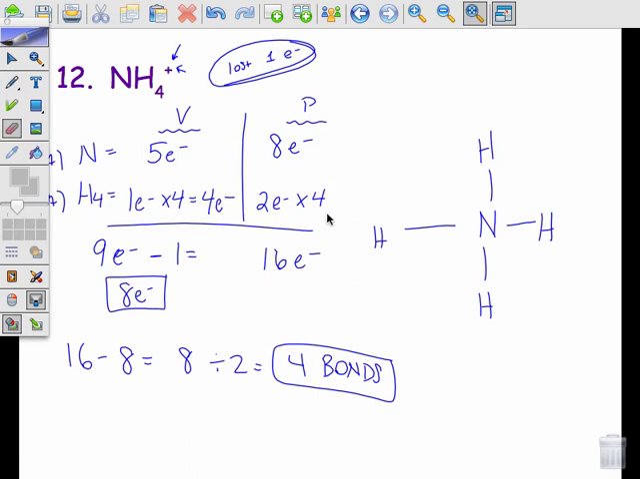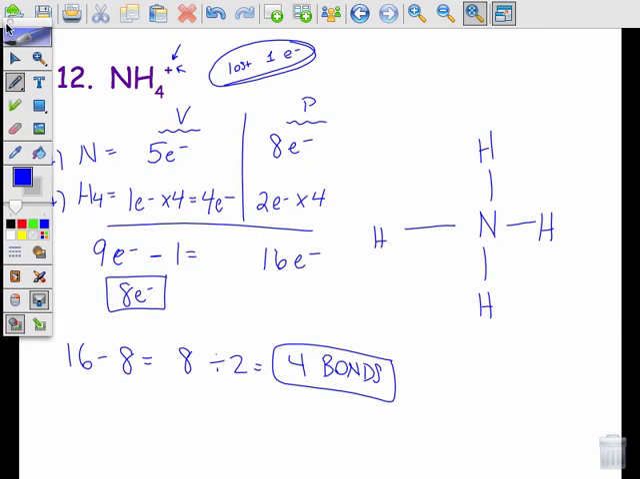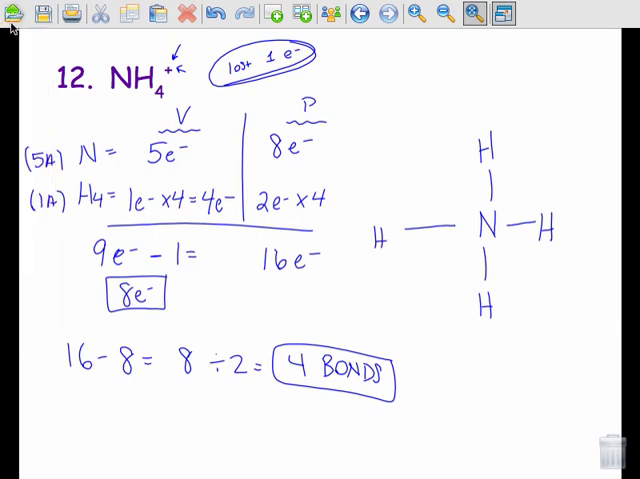I'm going to erase this real quick because the only other thing you have to do with a polyatomic ion is indicate somehow that this is a polyatomic ion. It's not the formula NH4. So the way you do that, only for polyatomics, you put a bracket around the whole structure, and you write the charge in the upper right-hand corner of the bracket.